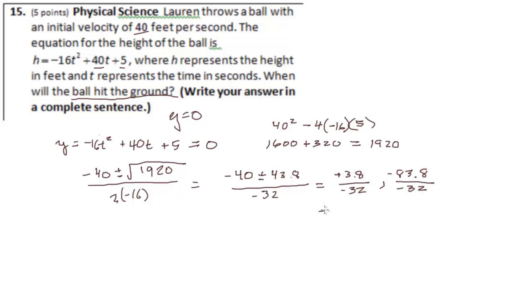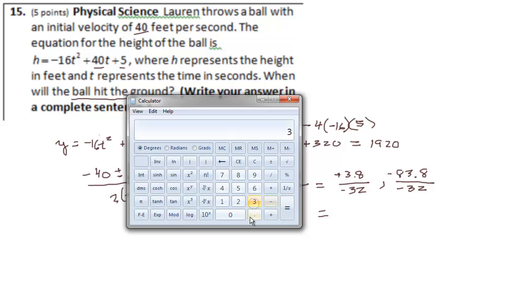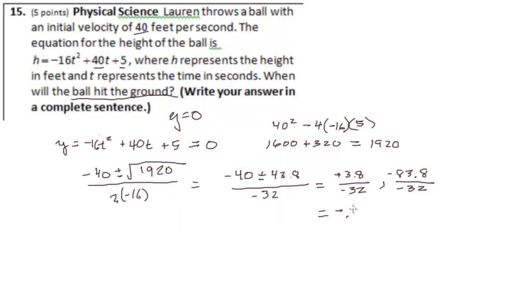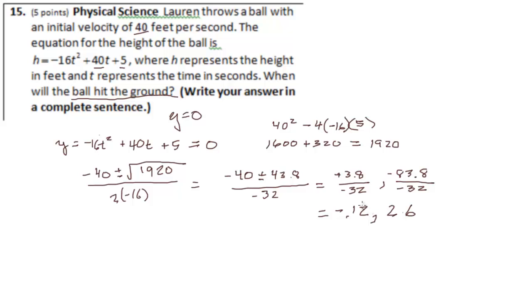Now let's simplify this one. This is equal to 3.8 divided by negative 32. It's about point, now notice that's going to be a negative, so negative 0.118 or negative 0.12. And this other value is going to be positive 83.8 divided by 32. About 2.6, rounded, 2.6. This is our x, or t.